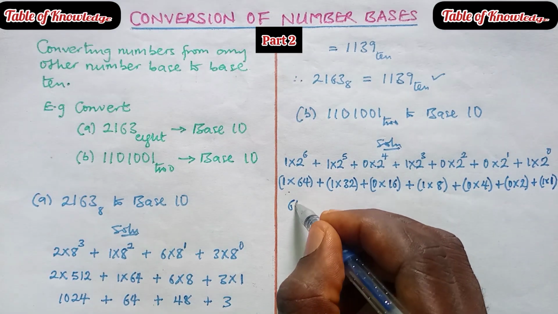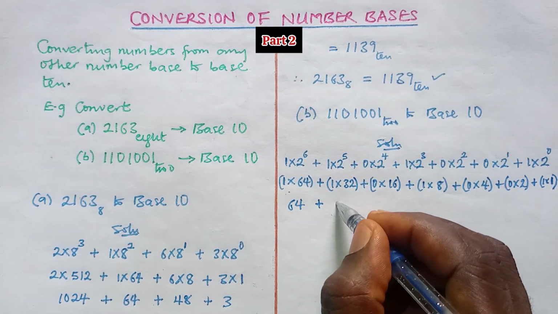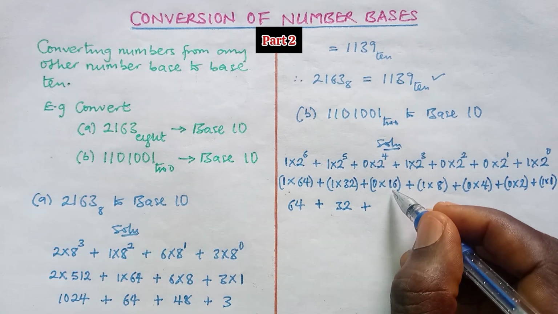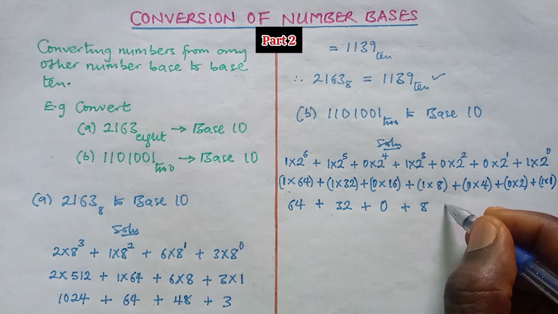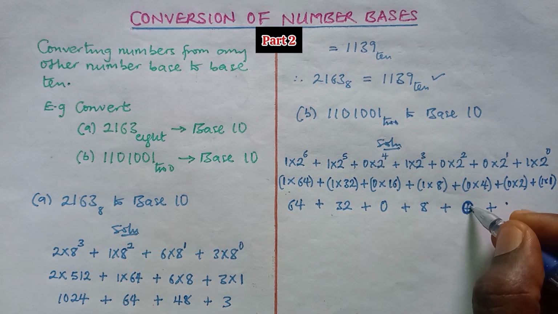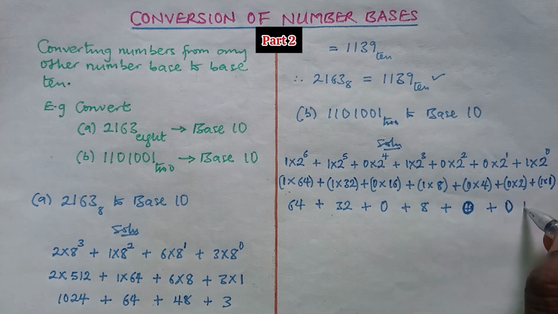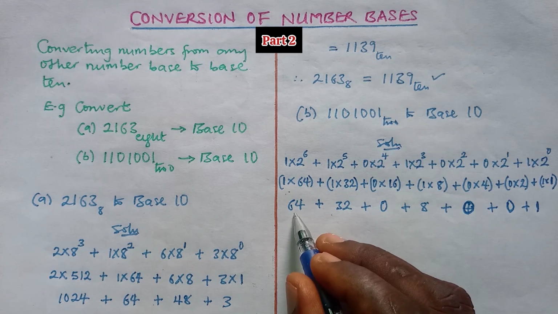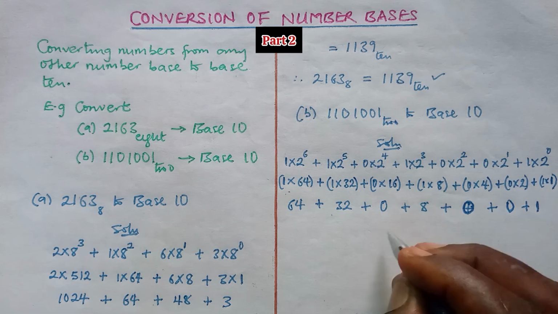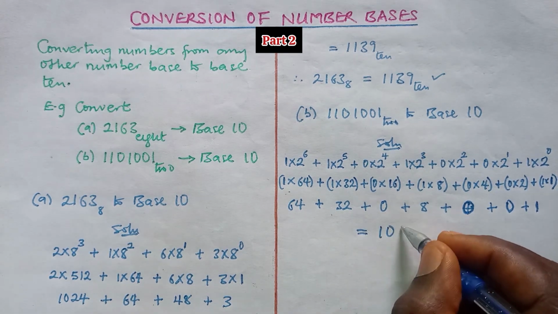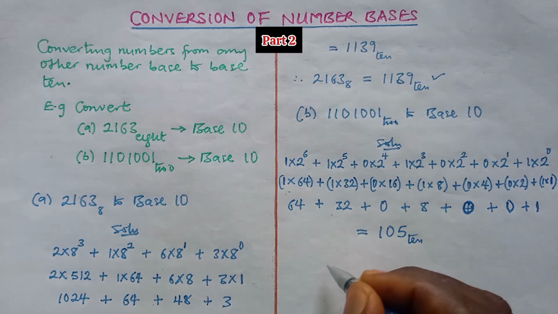1 times 64, we have 64. We have 32. 0 times 16 is 0. 1 times 8 is 8. 0 times 4 is 0. 0 times 2 is 0. Plus 1 times 1 is 1. So let's add all of them together. And when we add them, we have 105 in base 10.